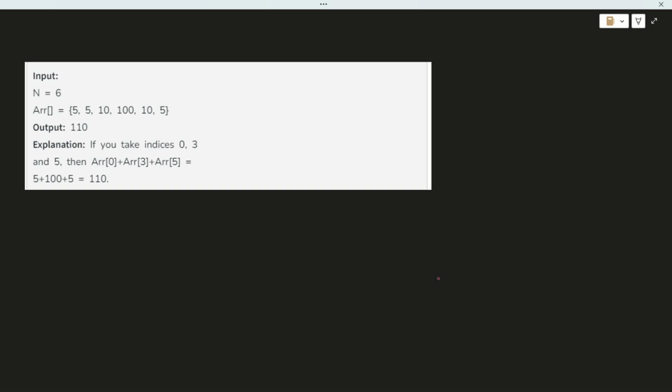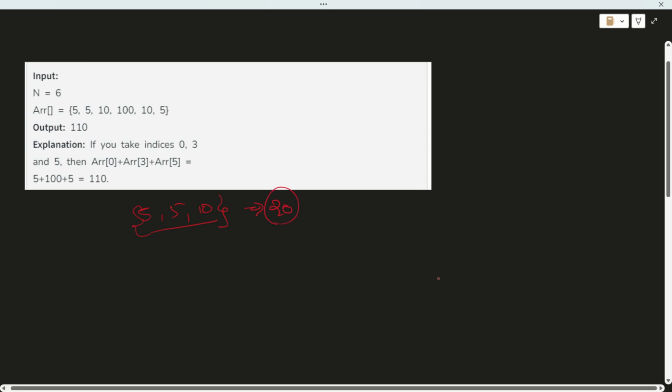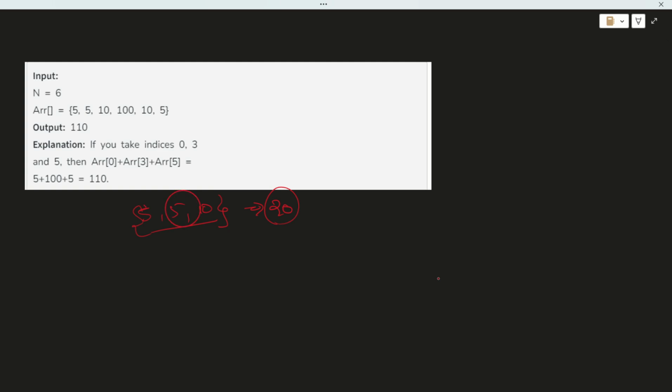So let us approach today's question. We have to get the maximum sum, but the values should not be adjacent values. Like we have 5, 5 and 10, right? These are the values. So what would be the maximum sum? That would be 20, right? But I should not have adjacent values. Like if I have chosen 5, I can't choose this 5, right? I can choose only 5 and 10. So what would be the maximum sum? That would be 15. Okay.